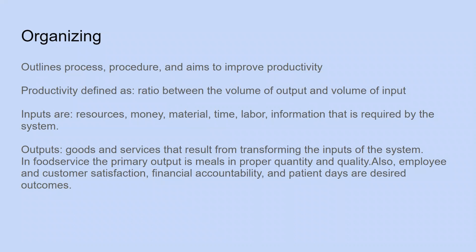Productivity is defined as a ratio between the volume of output and the volume of inputs. Inputs include resources, money, material, time, labor, information that is required by the system. And outputs can include goods and services that result from transforming the inputs of the system. In food service, the primary output is meals in the proper quantity and quality, and also employee and customer satisfaction, financial accountability, and patient days are desired outcomes.